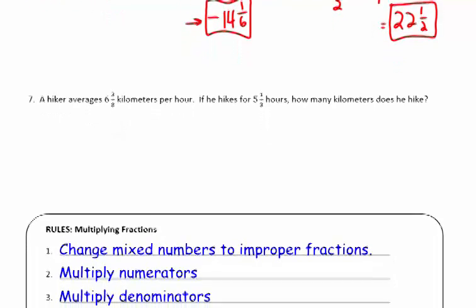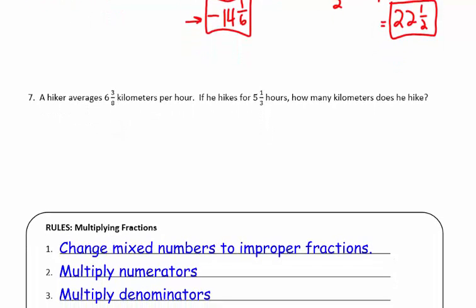Number 7, a hiker averages 6 3/8 kilometers per hour. He hikes for 5 1/3 hours. How many kilometers does he hike? 6 3/8. That's how fast he's going, times how long he's going for. So I change these into improper. 51 over 8 and 16 over 3. I can reduce by 8 here, and I multiply across.